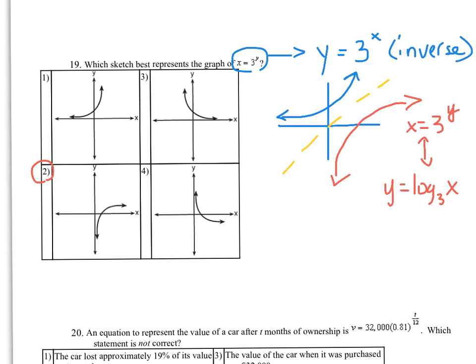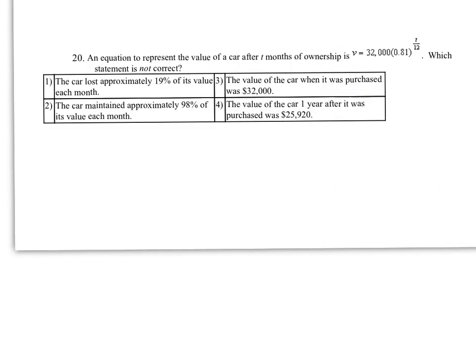Okay, so let's go back to the original equation, which was V equals 32,000 times 0.81 to the T over 12 power, correct? All right, so let's look at number 20. I'm actually going to go backwards. I will tell you that the answer is going to be choice 1, but I'd like to explain why, and I think it'll be a little bit easier if I go backwards.